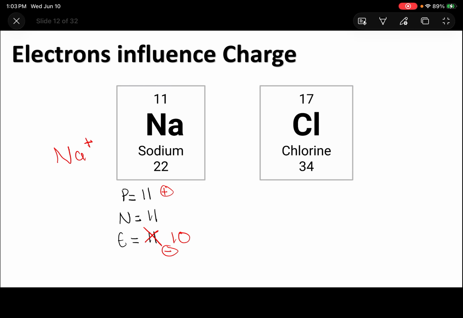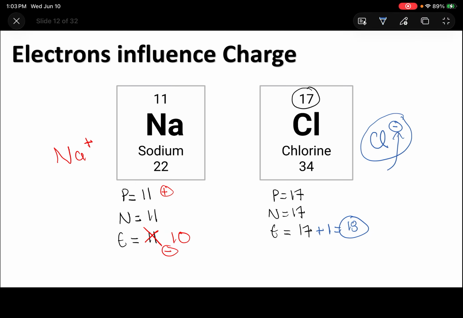Let's take a look at chlorine over here. It has an atomic number of 17. So it has 17 protons, it has 17 neutrons, and it has 17 electrons. Chlorine can sometimes gain an electron. So now it has 18 electrons and only 17 protons. So because it has gained a negative charge, there is now a negative sign next to the atom's name. So this is something that, again, we will practice in class and you'll get a lot of practice with, especially when we're talking about types of bonds.